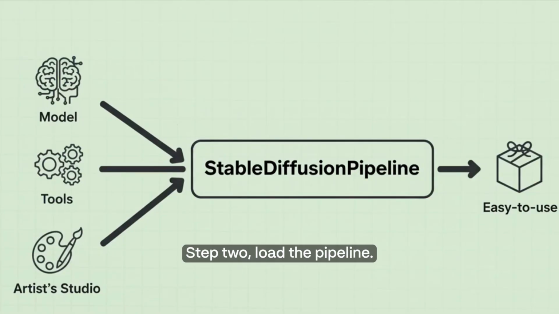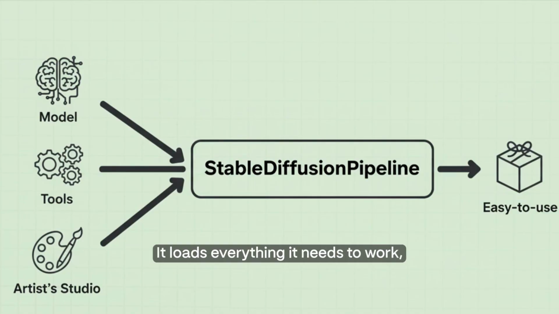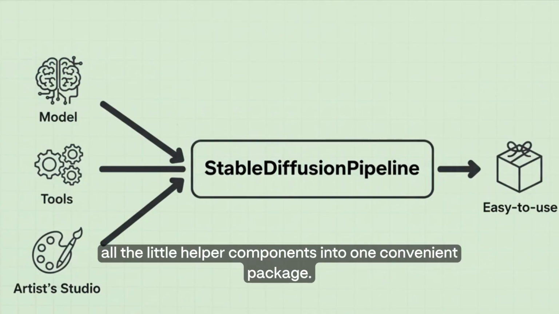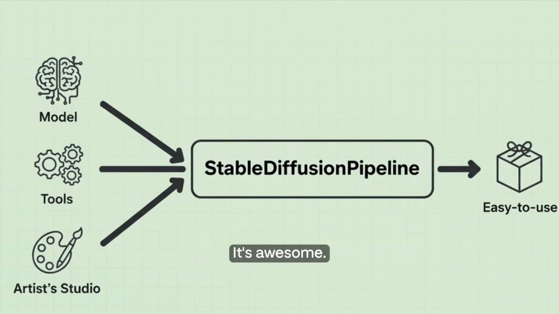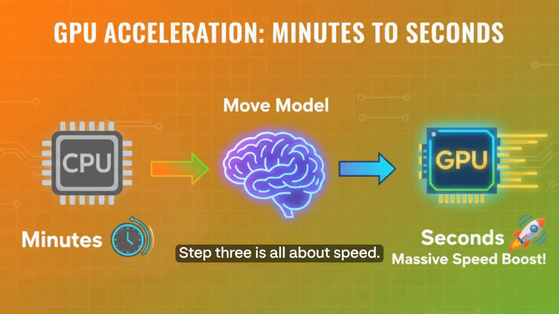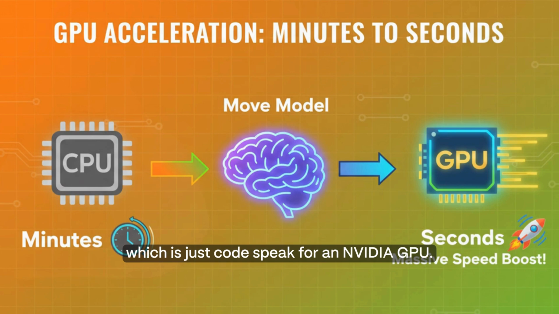Step 2, load the pipeline. Okay, so what's a pipeline? This is a super clever idea from the Diffusers library. Imagine it as a pre-packaged toolkit for our AI artist. It doesn't just load the model, it loads everything it needs to work, all the little helper components, into one convenient package. It just handles all the complicated stuff for us. It's awesome. Step 3 is all about speed. We tell our pipeline to move itself over to the CUDA device, which is just code speak for an NVIDIA GPU.